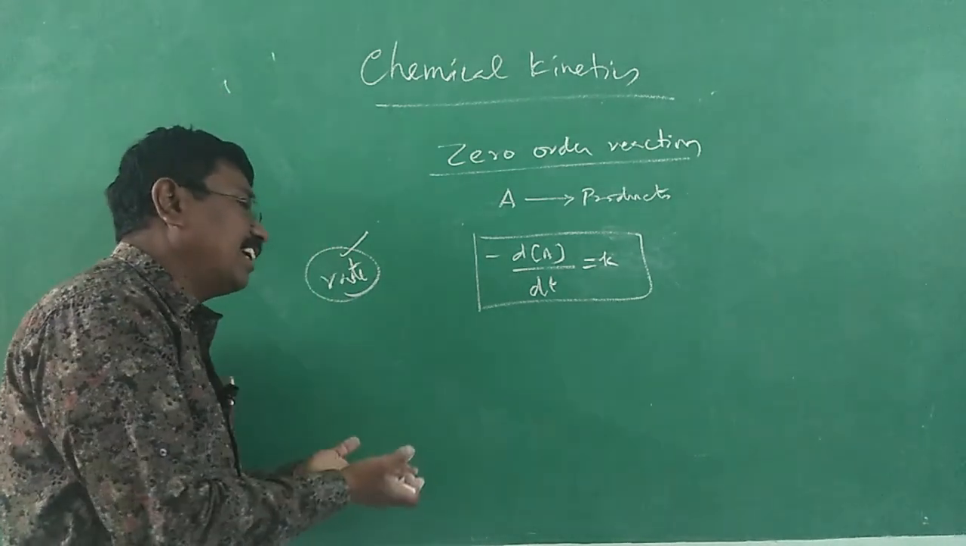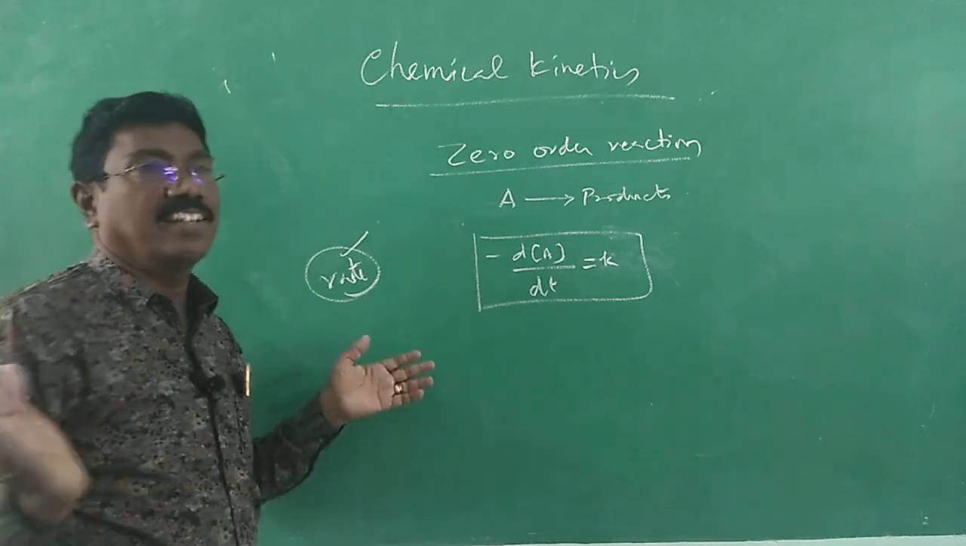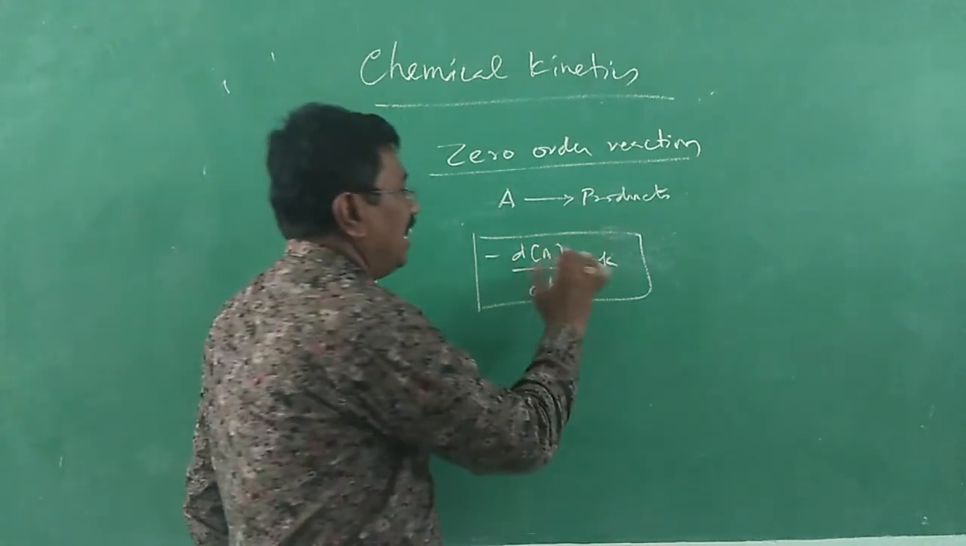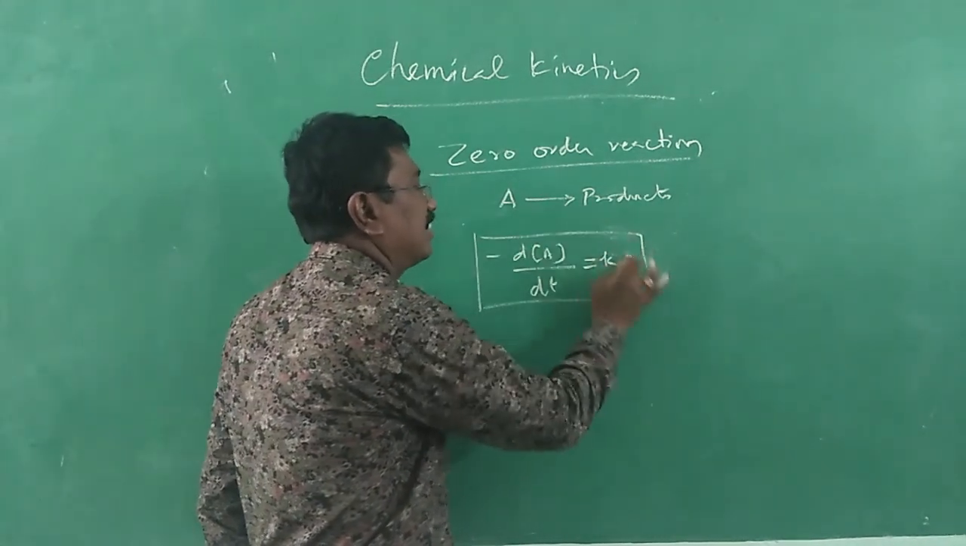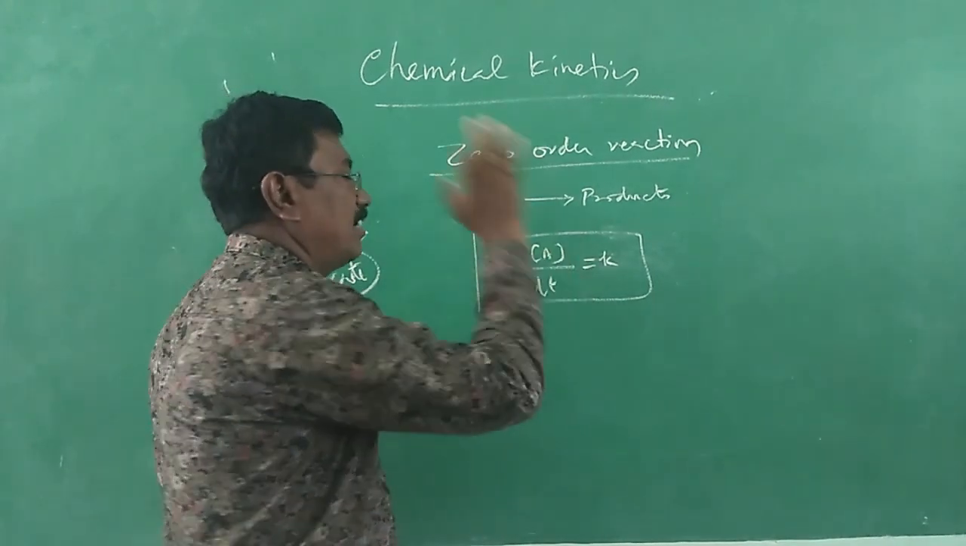Sale of tender coconut is first order or second order like that. That's all. So the sale rate need not depend on the concentration. So it is said to be a zero order reaction.